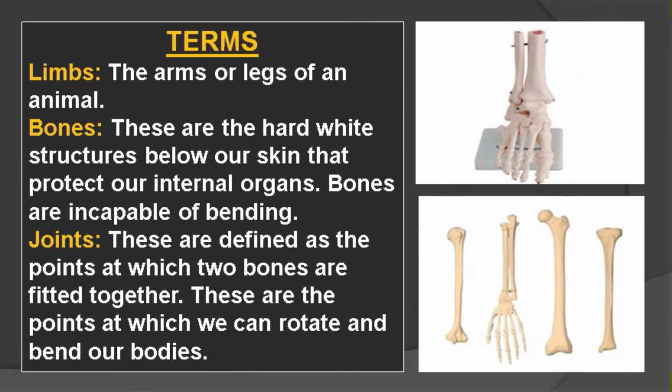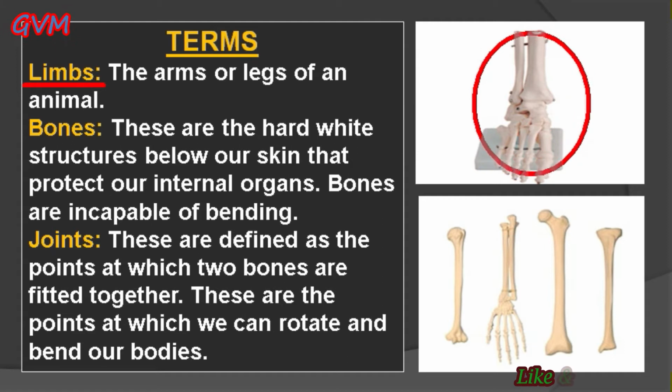Now students, here are some terms that are very important for all of you to understand, because these terms are the basics of this chapter. So the first one is limbs. Students, limbs means the arms or legs of an animal. Secondly, bones.